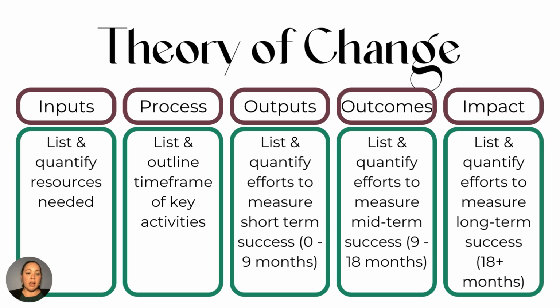In the process column, you list and outline the time frame of key activities. In the outputs column, you list and quantify efforts to measure short-term success, which would be 0 to 9 months, for example. Your outcomes, you would list and quantify efforts to measure midterm success, which is about the 9 to 18 month range. And then your impact can be 18 months and beyond, but you want to list and quantify efforts to measure your long-term success as well.